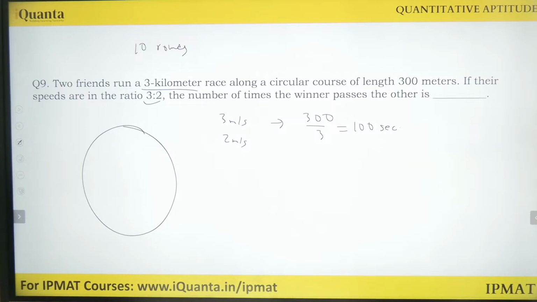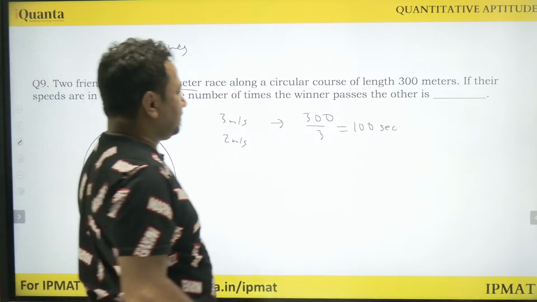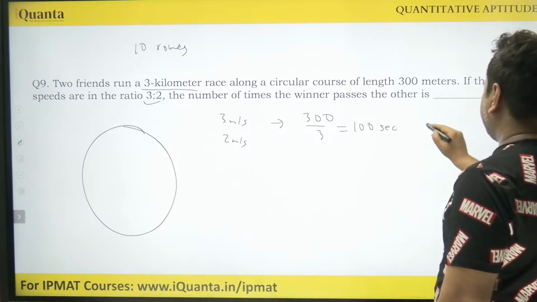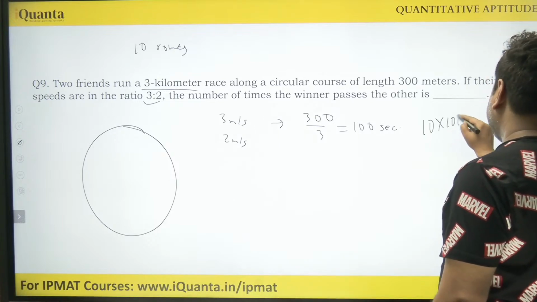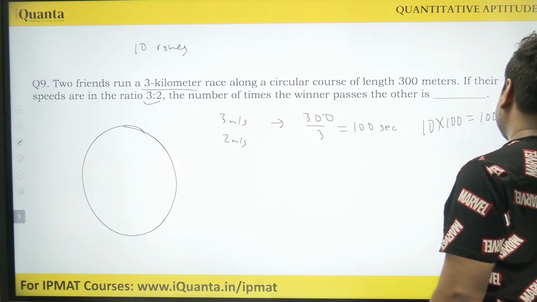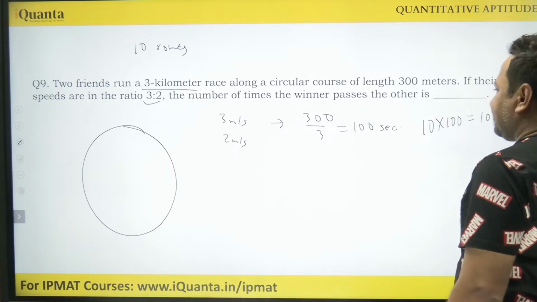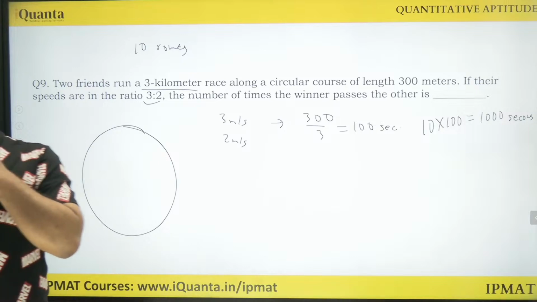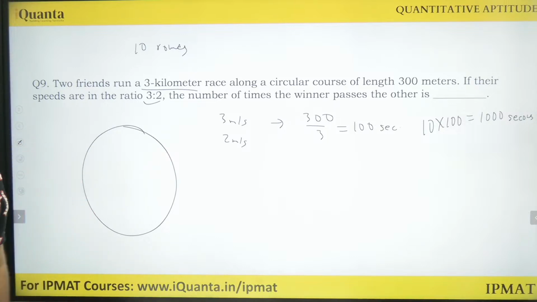All right. And overall, this is for one round. Overall, 10 rounds are there, so he would have run for 10 into 100, that is 1000 seconds. In 1000 seconds, the race must be finished, isn't it? In 1000 seconds, the race was finished.